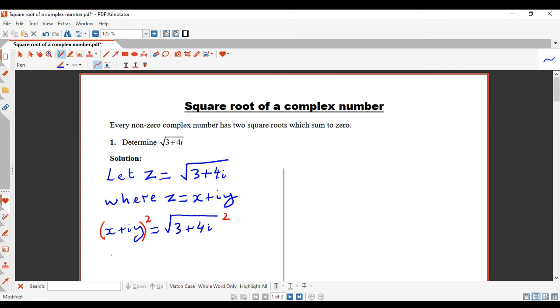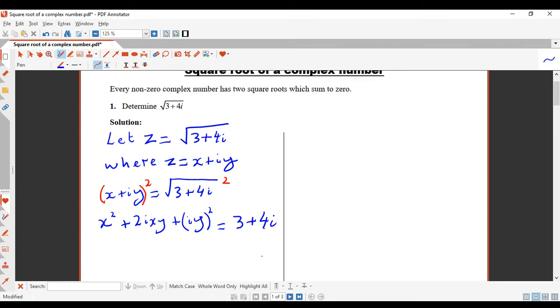So that will result in x squared plus 2ixy, and then it's going to be plus iy all squared, which is equal to 3 plus 4i. Now, I'd expect that you'd be able to expand that perfect square like this. This is what I'd expect to see as the first step.